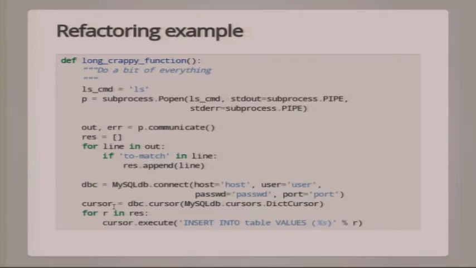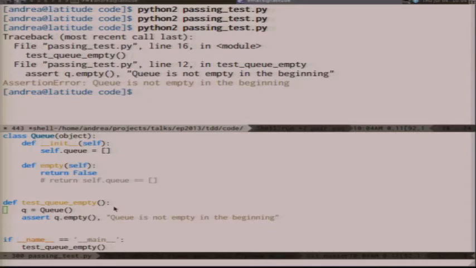So how would I do it? The problem with this thing is, how do I test it? It's complicated, because if I want to do a unit test, I should mock this Popen. I should mock the MySQL DB connection. There's way too much to do, so it wouldn't make any sense. So one way I can do it.